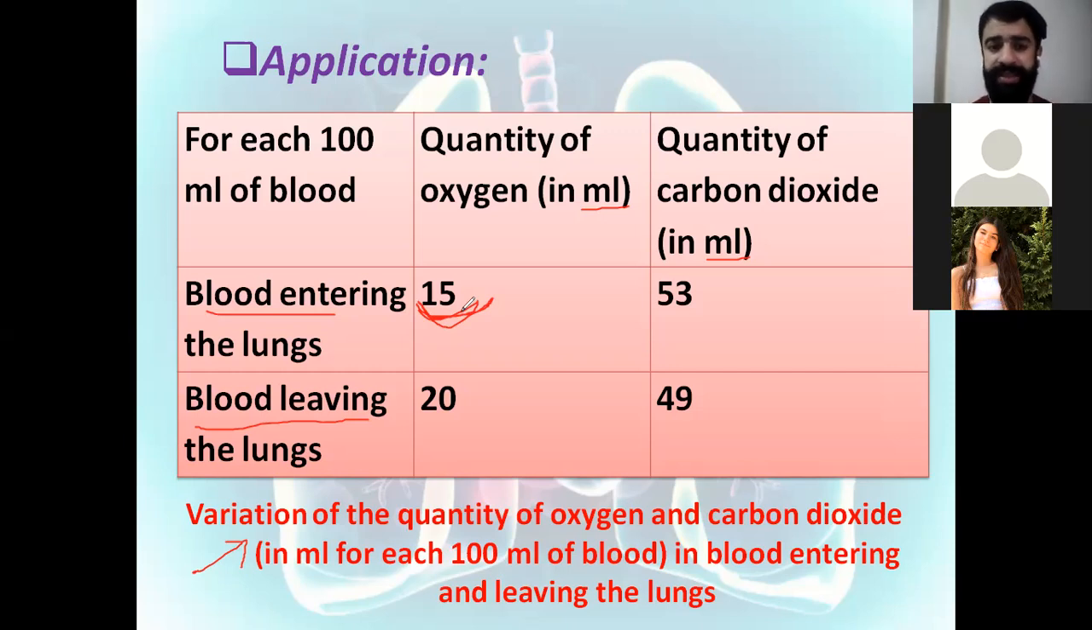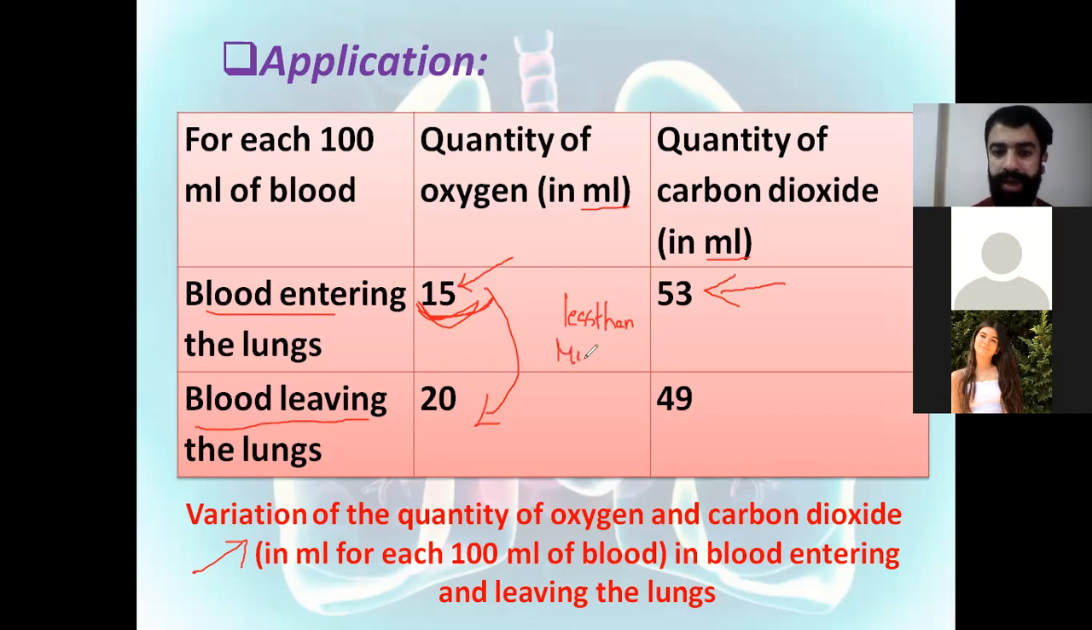Thank you, Laris. Laris said that the quantity of oxygen in the blood entering was 15 milliliter, and then he said that the quantity of carbon dioxide was 53. This is a comparison, but between oxygen and carbon dioxide, it doesn't work. You have to compare oxygen in the blood entering and the blood leaving. This is comparison, Laris. And for comparison, what do we have to use? We have to use less than or more than or greater than. Okay? This one, we can use it.